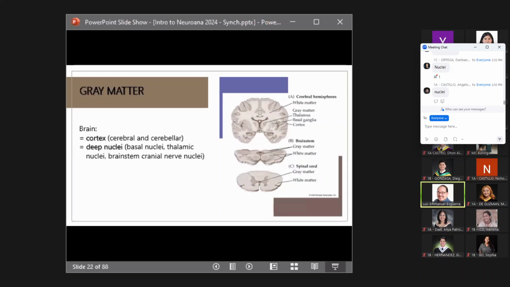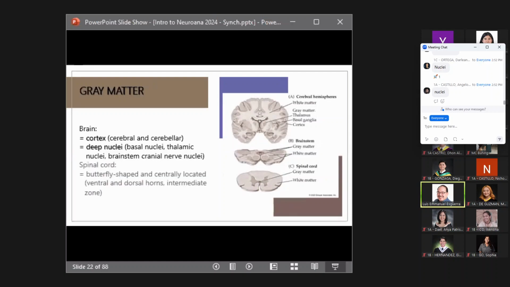Then also in the brainstem in this cut, there are cranial nerve nuclei that receive the impulses from the sensory cranial nerves, and the impulses for the motor cranial nerves originate there. So there are cranial nerve nuclei as well in the brainstem gray matter.